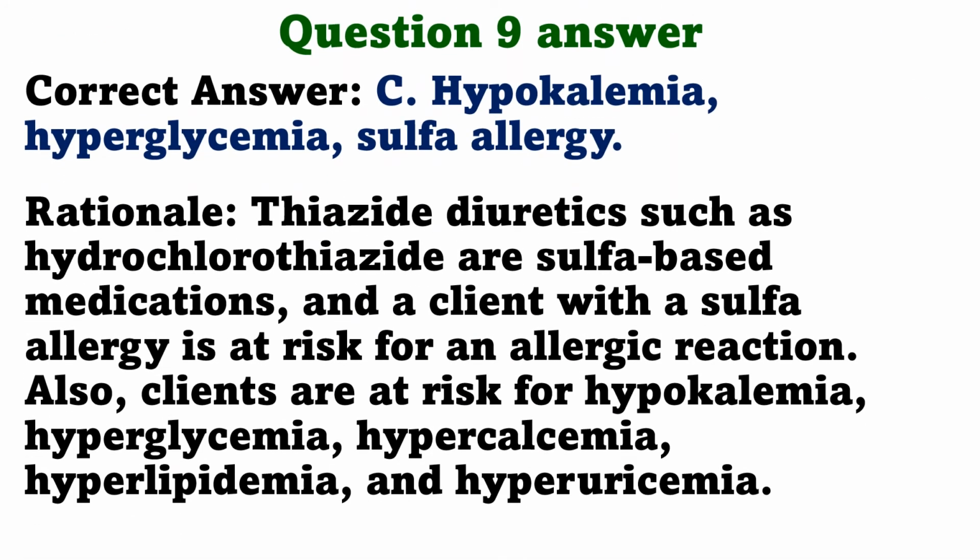The correct answer is C. Hypokalemia, hyperglycemia, sulfa allergy. Rationale: thiazide diuretics, such as hydrochlorothiazide, are sulfa-based medications, and a client with a sulfa allergy is at risk for an allergic reaction. Also, clients are at risk for hypokalemia, hyperglycemia, hypercalcemia, hyperlipidemia, and hyperuricemia.